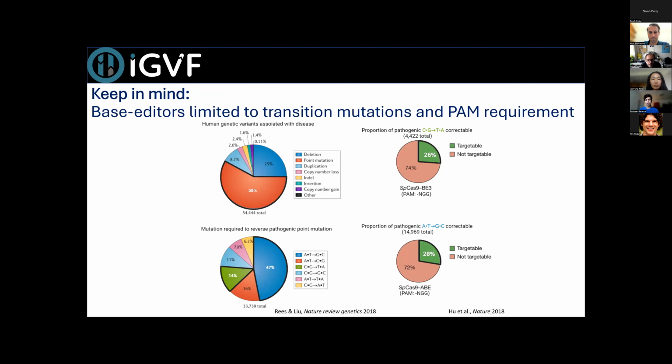And then the limitation of base editors. It's good to keep in mind that base editors can only install transition mutations, as well as needing to fulfill the PAM requirement. So, for instance, this was also shown in Rich's slides, but in review, about 58% of pathogenic ClinVar variants are point mutations, and among those, 47% are A to G transitions, while 14% are C to T transitions.